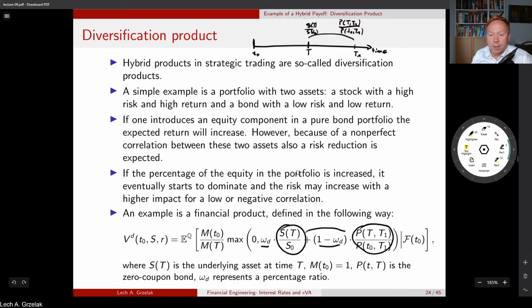And of course, for S(T) it is easy to see, because S(T) at time T will be S(t0) times exp of the integral of r(t) dt minus one half sigma squared(t) dt, plus the integral of sigma(t) dW(t). Of course, maybe I should include this volatility here.